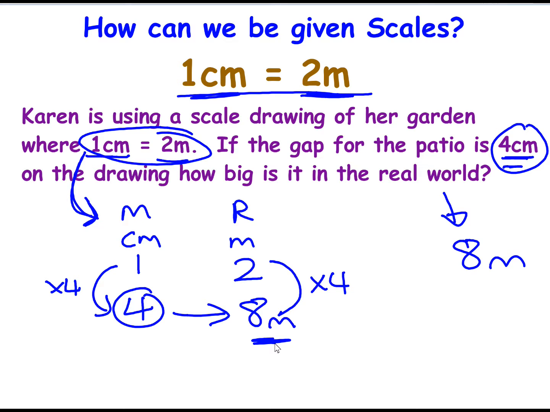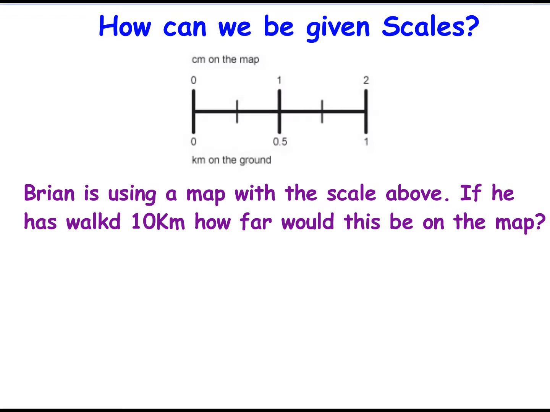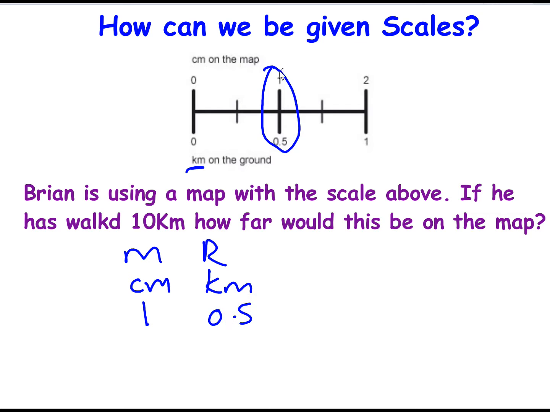Let's try that with another type of scale that you might be given. So here we've been given a key, and we can work out from the key that we've got the map and the real world, and on the map we've got centimeters, which is 1, and in the real world we're talking about kilometers, and when we've got one of those we end up with a half of those. So that's our ratio. That's our starting point in our relationship. So we've gone from our key to our strap line.